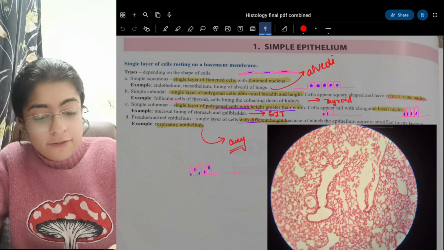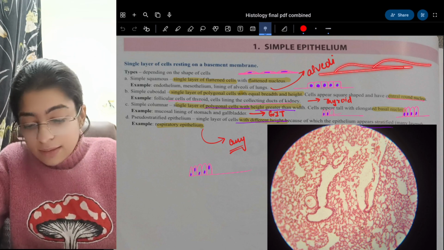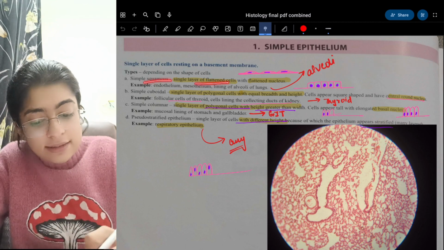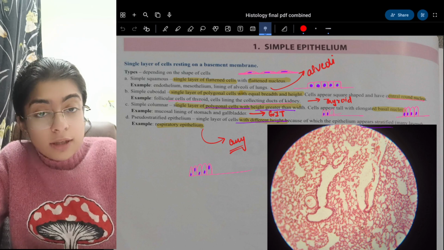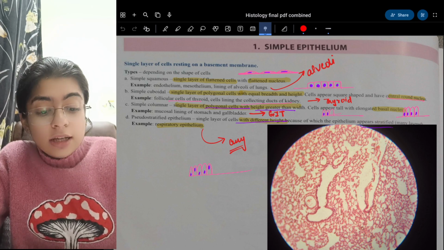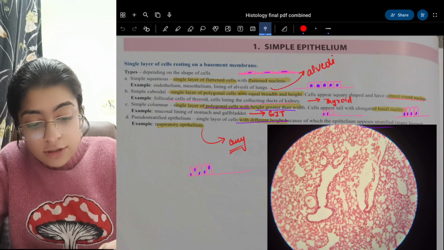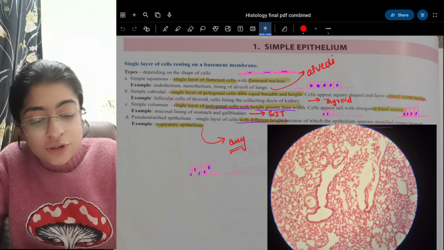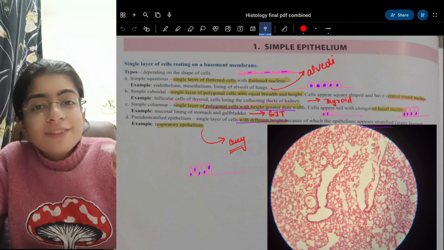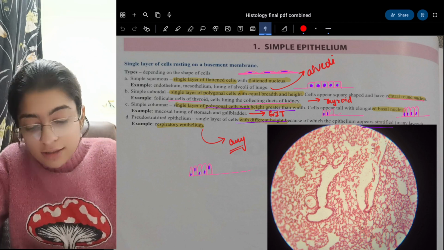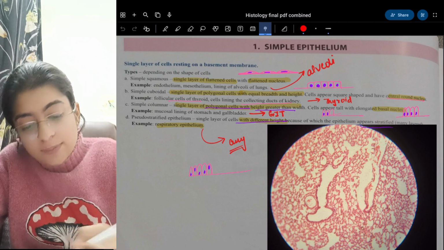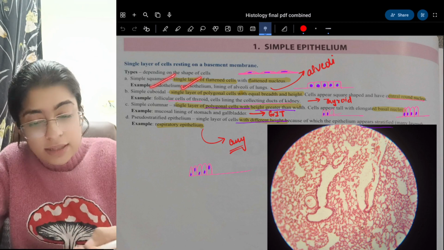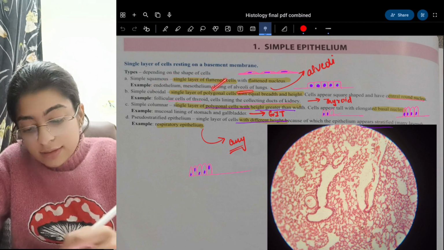If it is flat, then it is simple squamous: a layer of flattened cells with a flattened nucleus. You need to note this point: if you draw a circular nucleus in simple squamous, your marks will be deducted. Most of the time we make this mistake and don't know why our marks are cut in histology diagrams specifically. The examples are endothelium of blood vessels, mesothelium, lining of alveoli of lungs, etc.